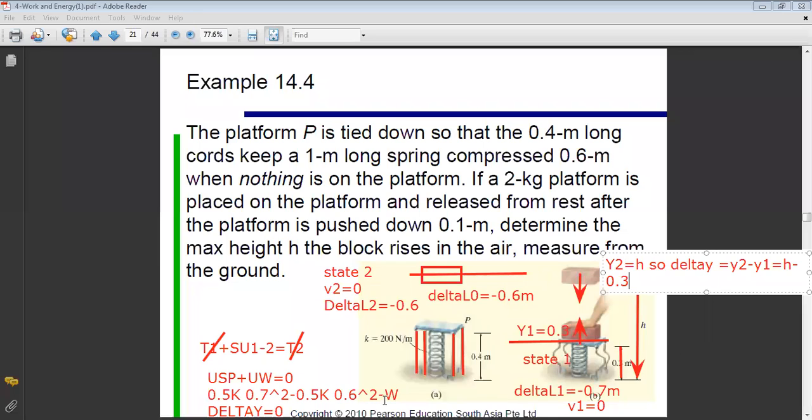So now if I replace back in my equation, the only unknown is H. I can get the value of H. Okay, any question on this problem?